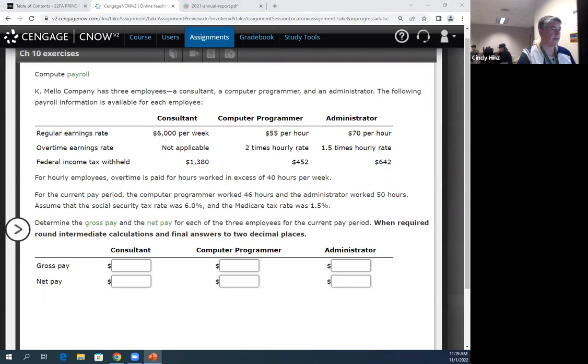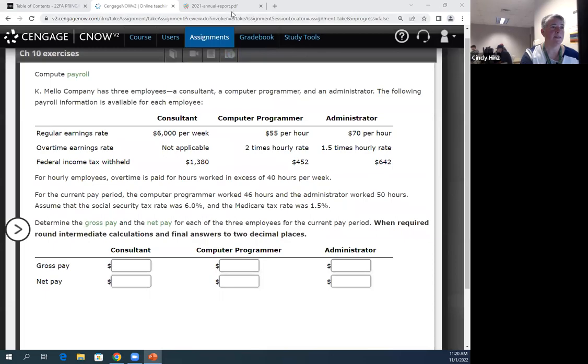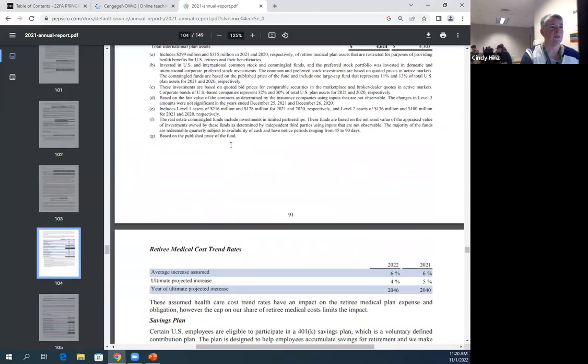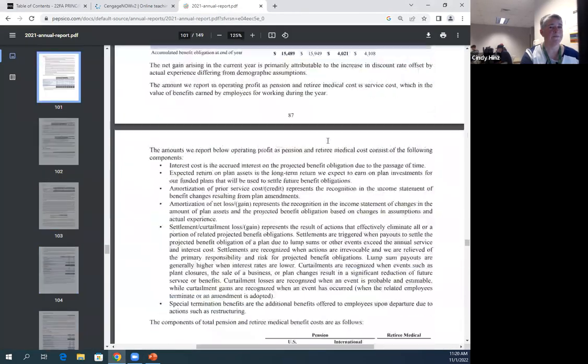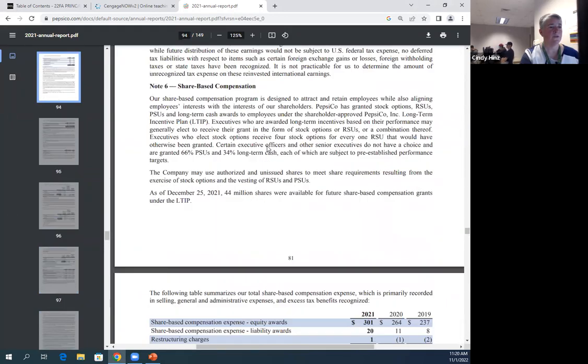Let's talk about payroll next. For many or most companies, payroll is the single largest expense that they have. If you look at their income statement, payroll can be their single largest expense. And now I'm curious if I can show you this since I have this open. Let me just go back to their income statement. We'll see if that's true for Pepsi.